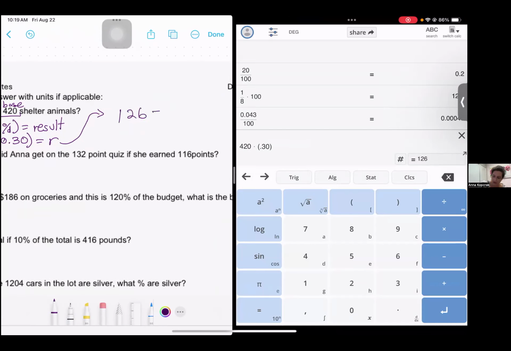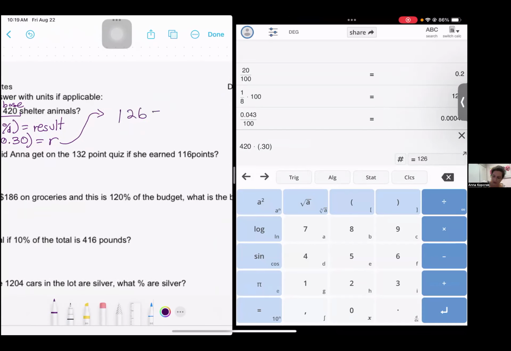Using the same idea, I would like you to go ahead, pause this video, and check out what the percent discount is for Christian if he gets a $870 skateboard for $609. Okay, give it a go. I hope you had a chance to pause.